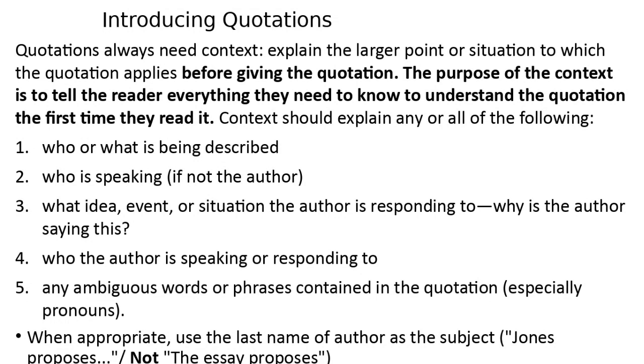So you don't want to explain context after the quotation, because that just forces us to go back and reread the quotation now that we understand what they're talking about. And when appropriate, when you're giving the context, use the last name of the author as the subject if it's a situation where the author is actually writing the essay or giving you a position. So don't say the essay proposes or this essay claims. Say Jones proposes if Jones is the author. All right.